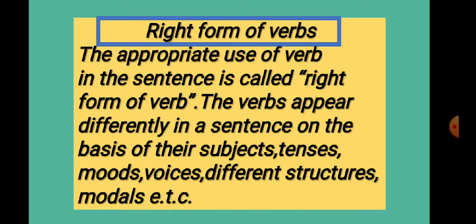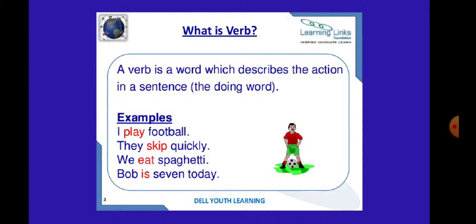Dear students, there are 37 or 40 rules of right form of verbs in your book. That's why I have divided the class into two parts. In the first part, I will give you a brief idea about verb and its classification, and then I will discuss some of the rules related to tense. And in my next class, I will discuss the other rules. Let us start today's class.